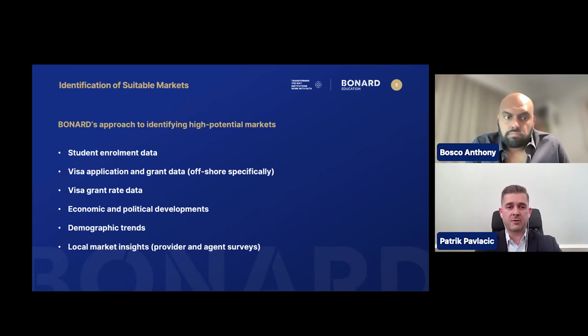Then we also work with visa grant rate data. This is very important because in some cases, as soon as you see visa grant rates dropping, it indicates that recruitment will be more challenging in a particular market. And we also couple this with mobility flows data, economic and political developments, demographic trends, and also very importantly, local market insights. So we run a number of provider and agent surveys to really understand what is happening on the ground. Today, I'd really like to focus on the visa application and grant data to showcase how it can complement institutions' understanding when selecting priority markets.